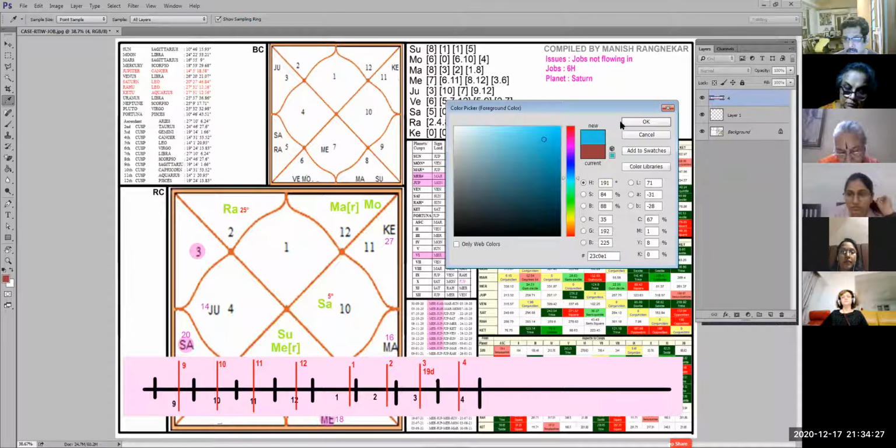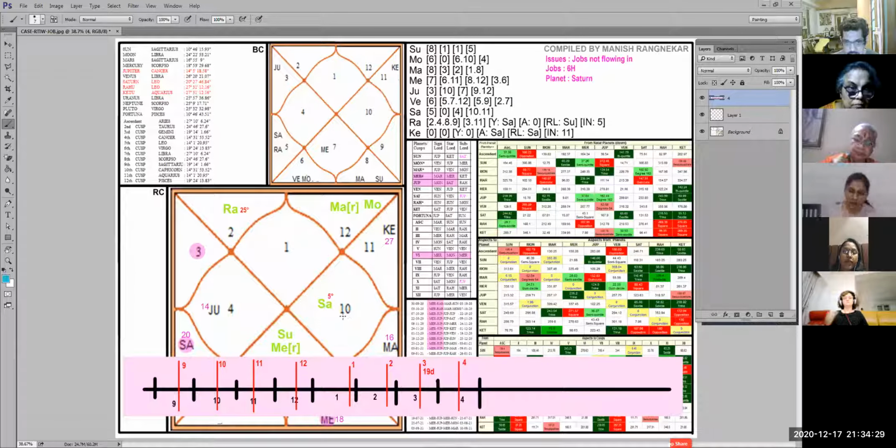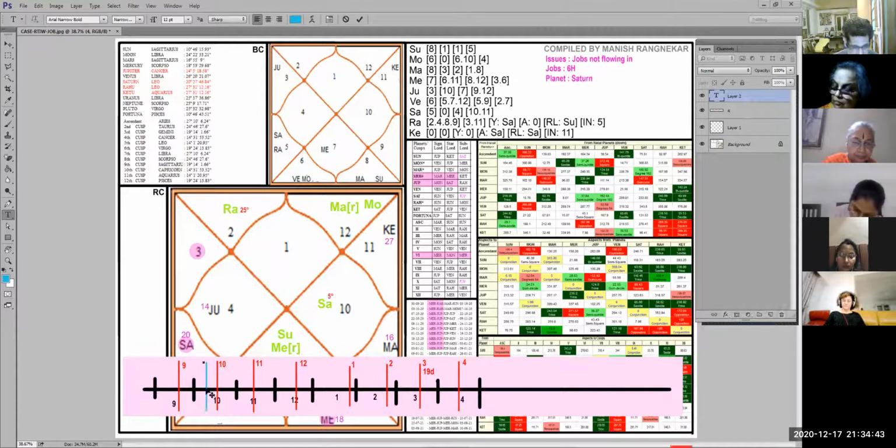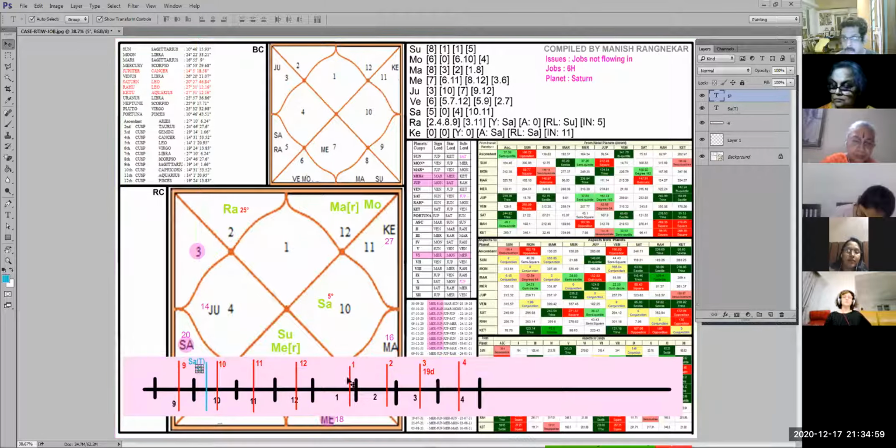I'll take another color. Gochar Saturn is in the 10th Rashi, at 5 degrees. 10th Rashi is this one. 5 degrees is here. This is where your Gochar Saturn is. Transit Saturn, correct? It is at how many degrees? 5 degrees. Right?